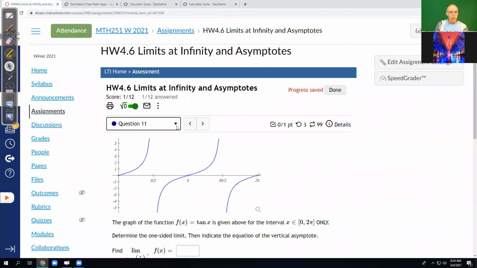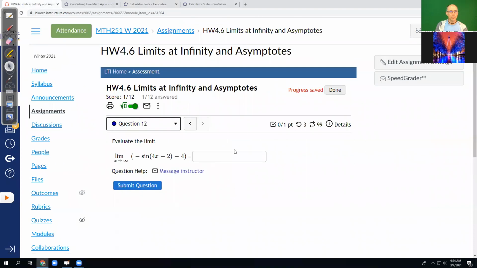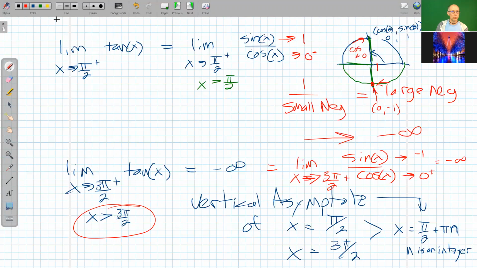So I think number 12 was mentioned next. Okay. Screenshot that sucker. Oops, button.